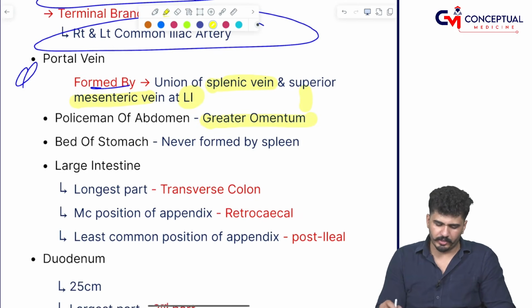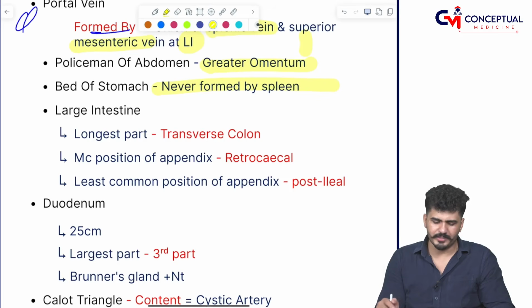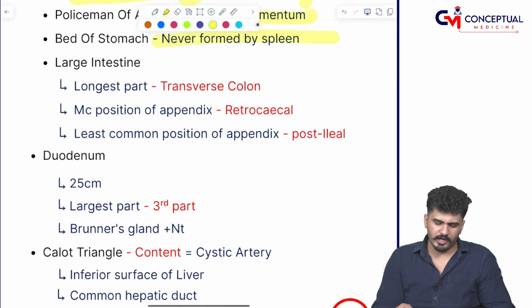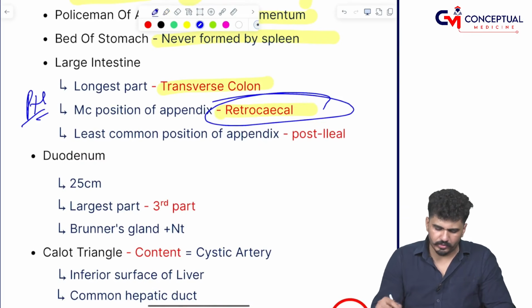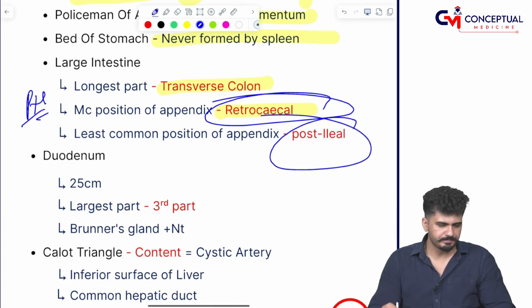Policeman of the abdomen: greater omentum. Bed of stomach is never formed by the spleen. Large intestine, the longest part is the transverse colon. Most common position of the appendix, again a previous year question, PYQ: it is retrocecal, least common is post-ileal.